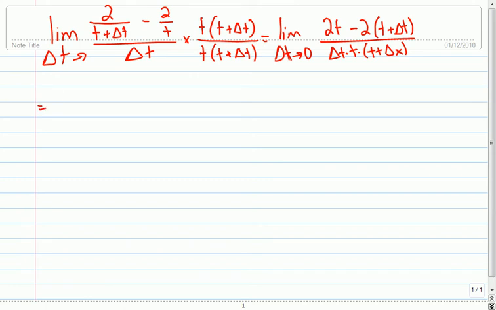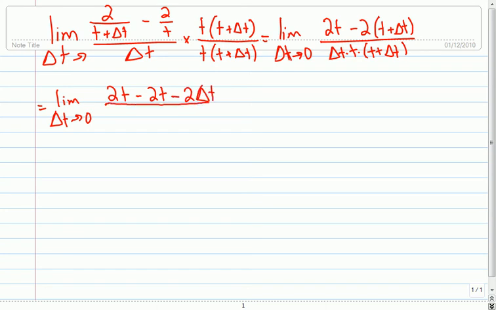This would be the limit as delta t goes to 0. The top will be 2t minus 2t. Sorry, I did it again, didn't I? Delta t. Okay, sorry. There's some kind of emotional scar there, that for something in math, it has to be an x, doesn't it? Okay, well anyways. So minus 2t minus 2 delta t.